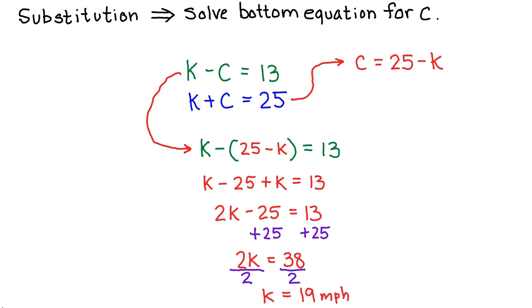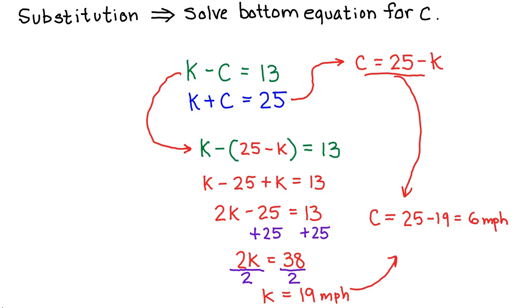Now that you know what k is, you would go back to the equation you got when you solved for c and substitute that 19 in for k. And so c would equal 25 minus 19, which equals 6 miles per hour.